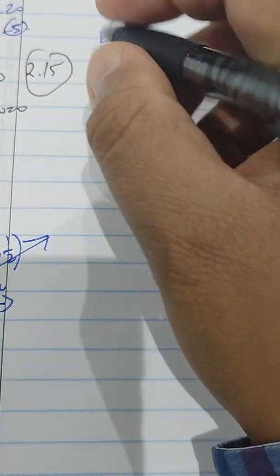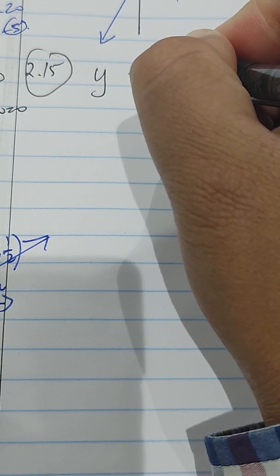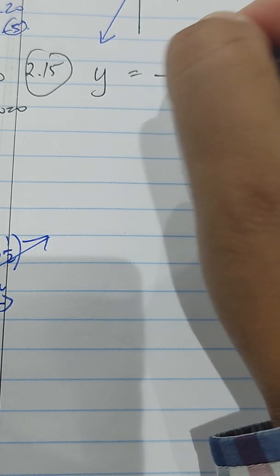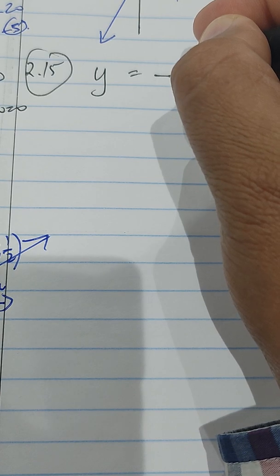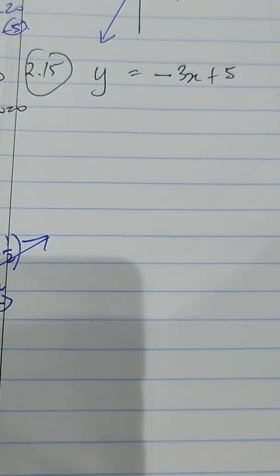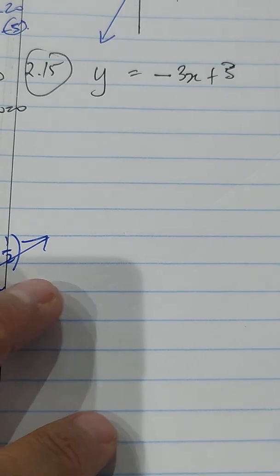So now we're looking at 2.15. You got y is equal to negative 3x plus 3. Y is equal to negative 3x plus 3.